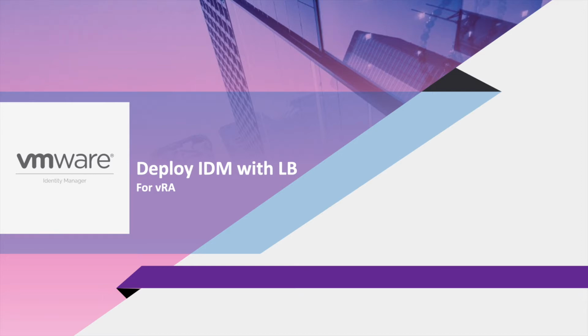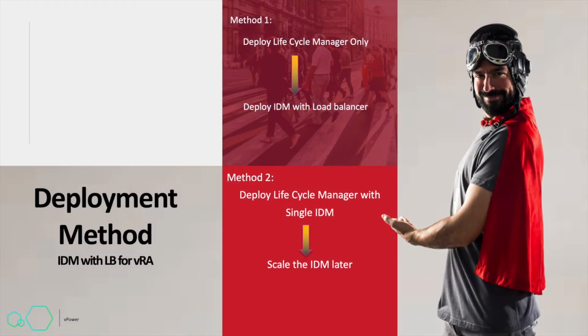In this video, we are going to deploy our identity manager with a load balancer. Basically, my end goal is to have my vRA deployed in high availability mode, and the first step is to make sure we have our identity manager deployed in high availability mode. To do so, you can have multiple methods. At this point, while making the video, I can think of two easiest methods, and this is a greenfield approach, not a brownfield approach.